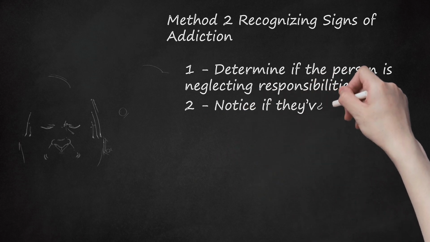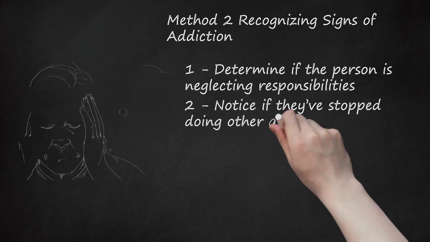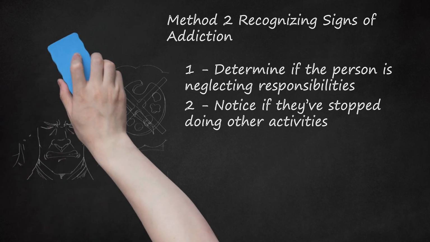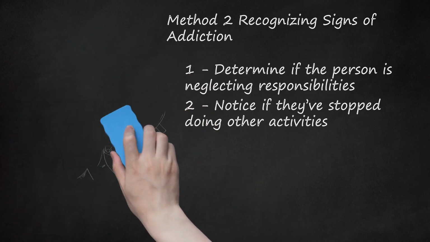2. Notice if they've stopped doing other activities. A person who is addicted to drugs may give up activities that are not related to the drug use. They may stop doing things they used to do often, drop out of clubs or groups, or cancel social engagements. For example, a person may stop participating in a sports team or neglect going to the gym due to their club drug use. A person may stop playing the piano or quit their band.